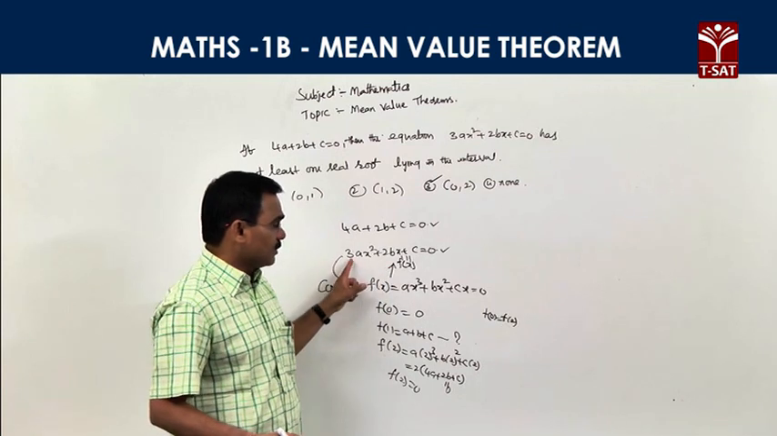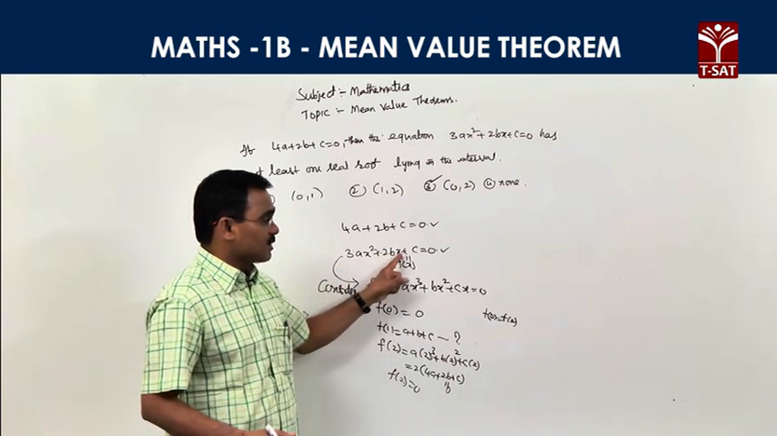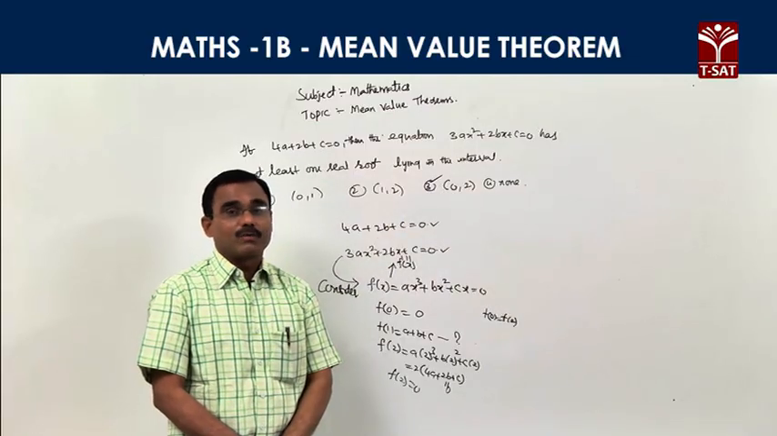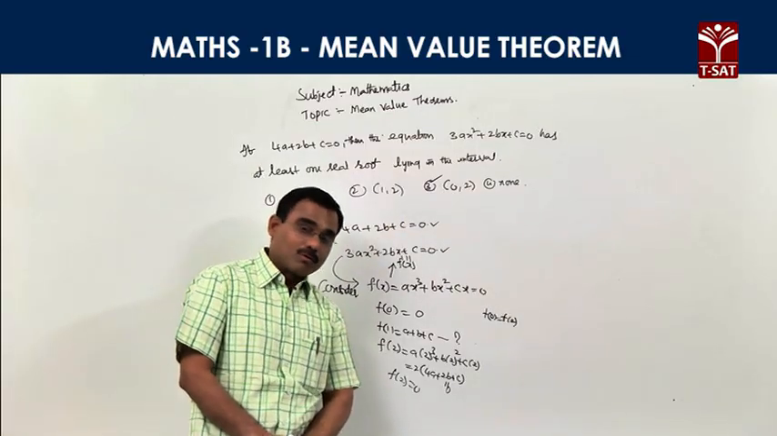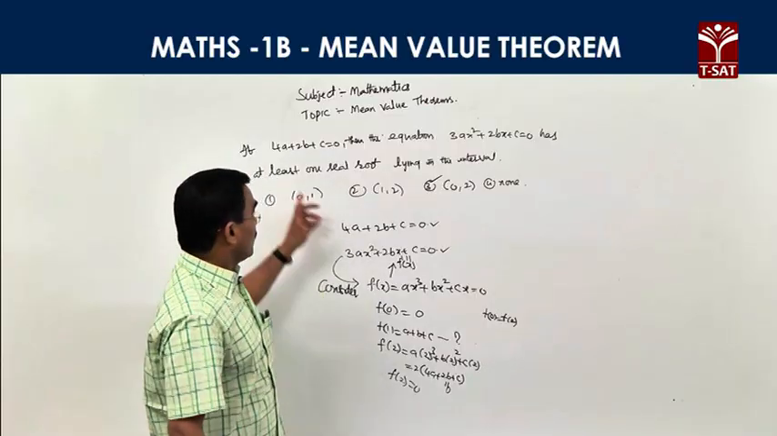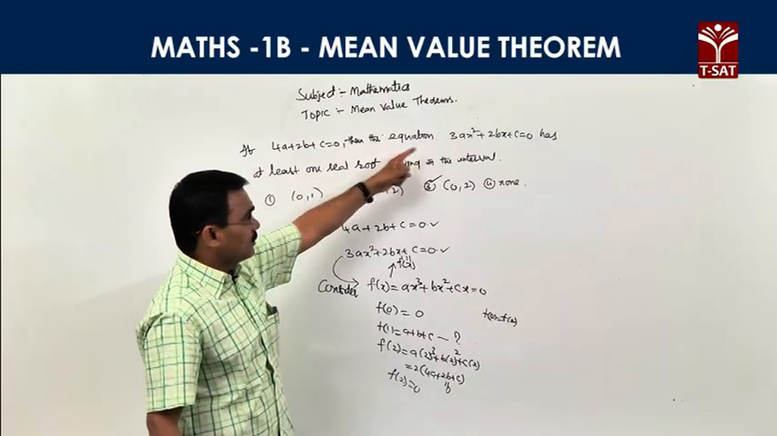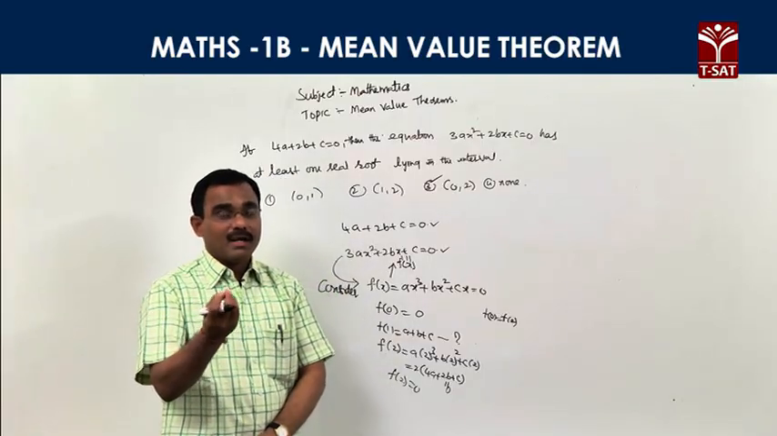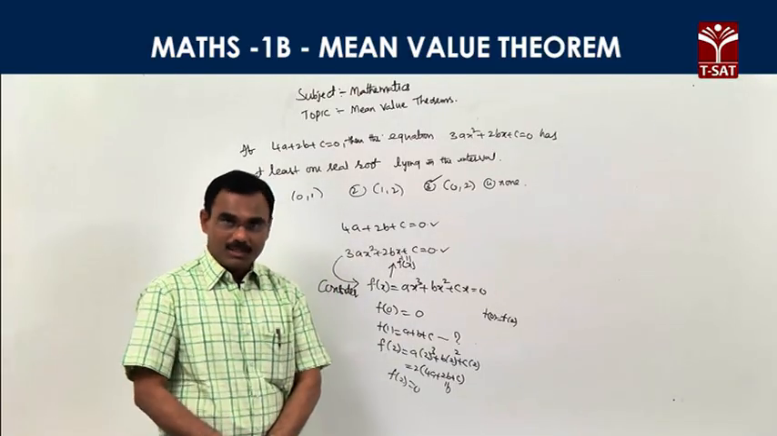What is f dash x equal to 0? 3ax square plus 2bx plus c is equal to 0. That's why at least one root lies in the open interval 0 comma 2. Here, look: if 4a plus 2b plus c is equal to 0, then for the equation 3ax square plus 2bx plus c is equal to 0, in which interval does at least one root lie? That is what is asked.